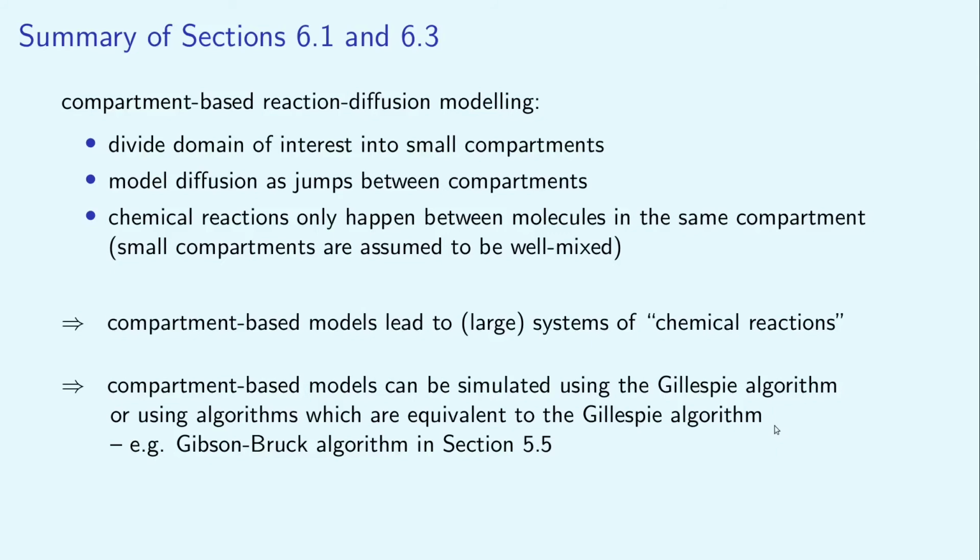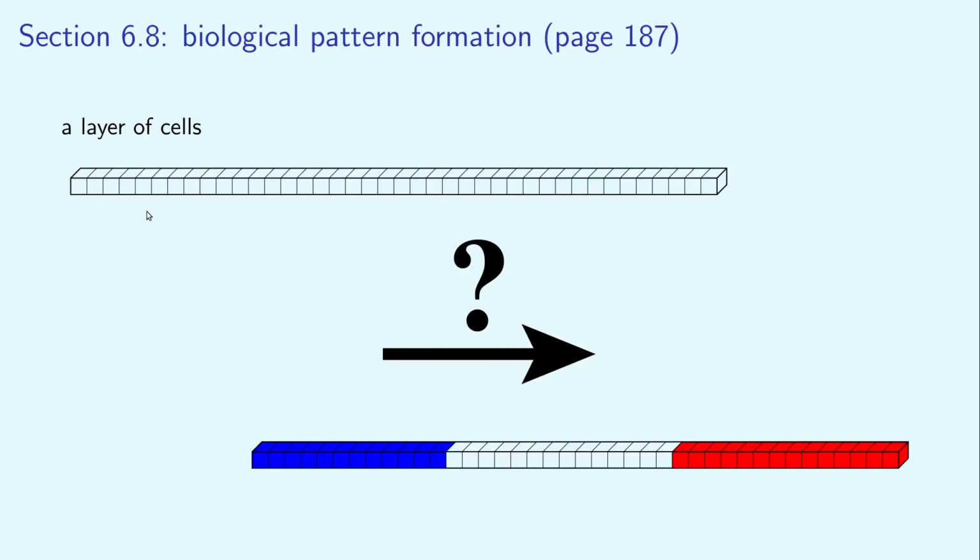Since the resulting chemical system can be relatively large, its stochastic simulations can be computationally intensive. In the lecture notes, you can also find Chapter 5, which is not covered in our videos, and which discusses various methods for improving the efficiency of simulations. I will conclude this lecture with a discussion of section 6.8, which is on pattern formation, discussing how we can go from a layer of cells to a pattern.